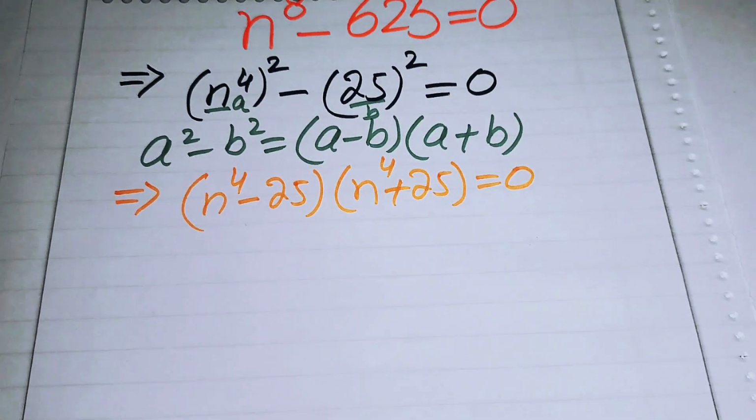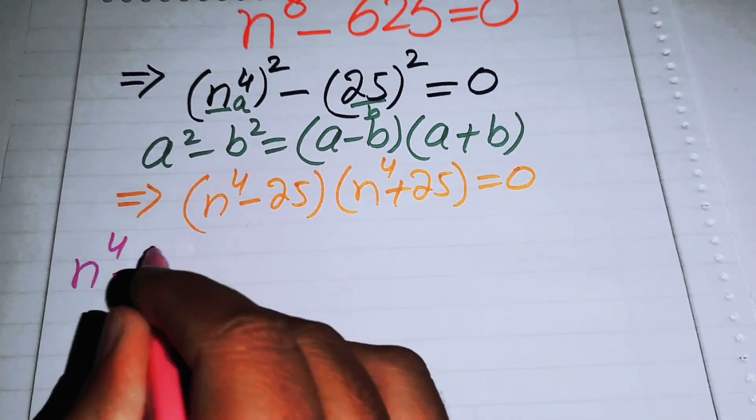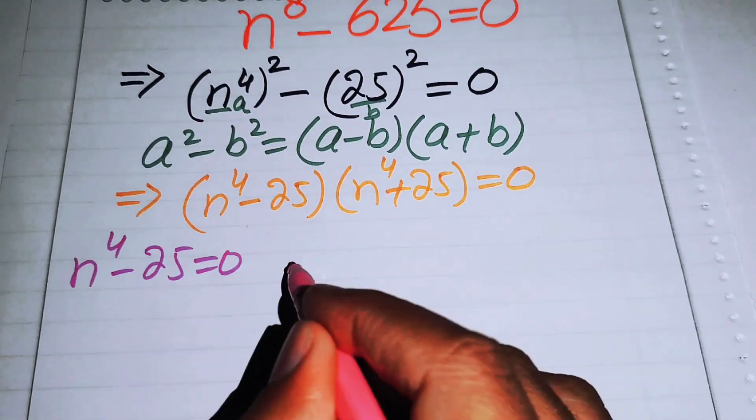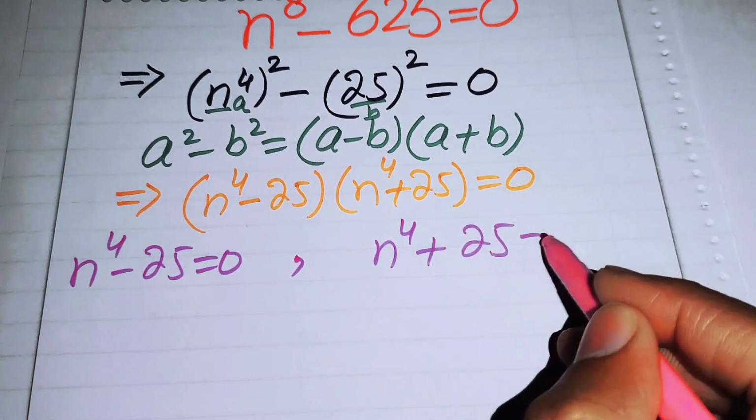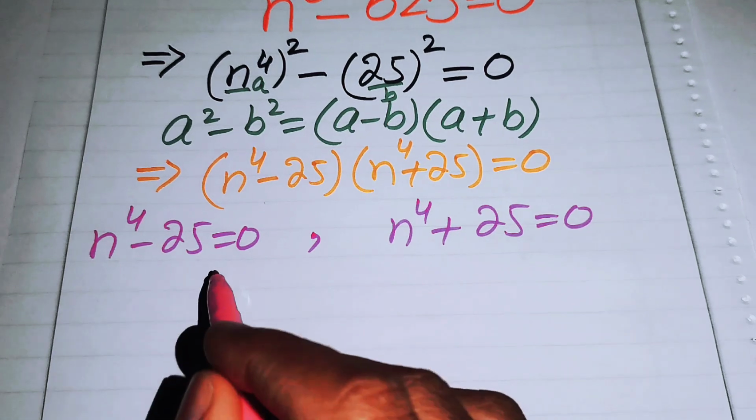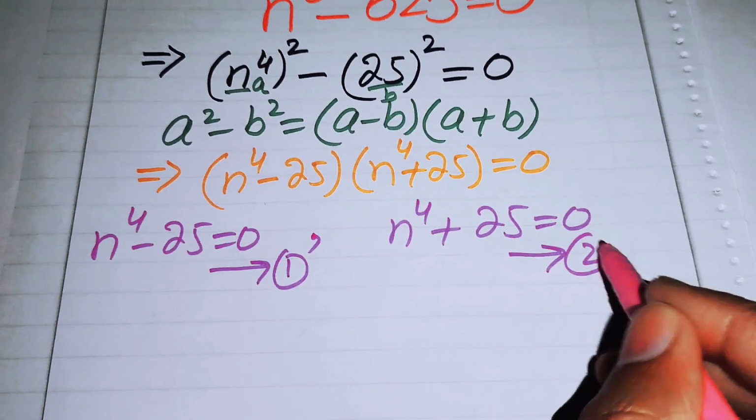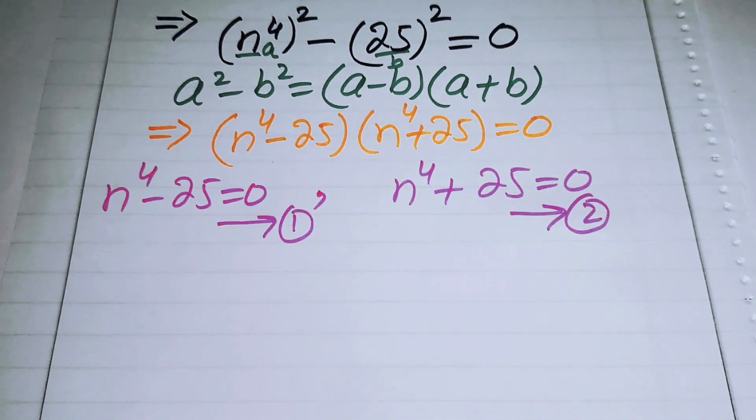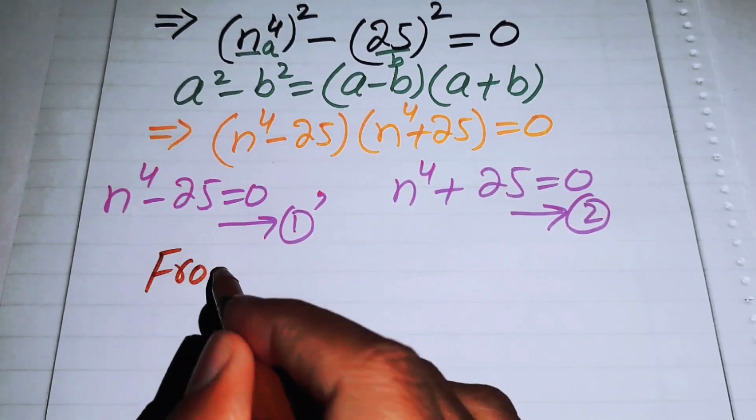So here we have two cases. Our first case is n to the power of 4 minus 25 equals 0, and the second case is n to the power of 4 plus 25 equals 0. Now we solve these two cases one by one. I name this as equation number 1 and this as equation number 2. First we focus on equation number 1.